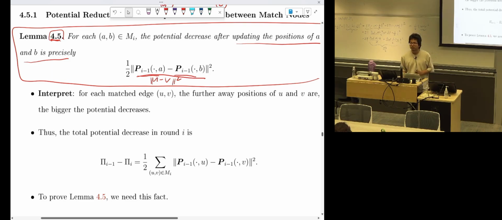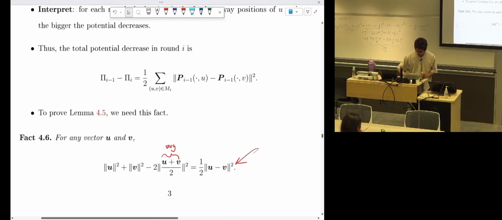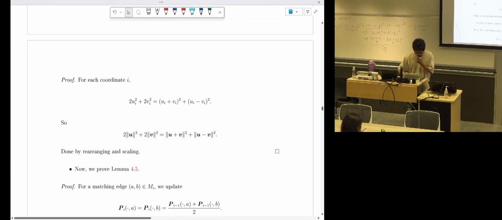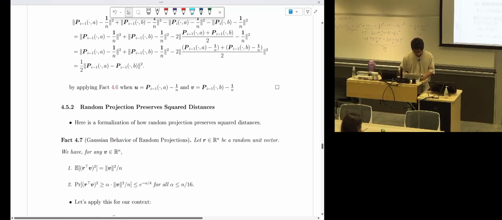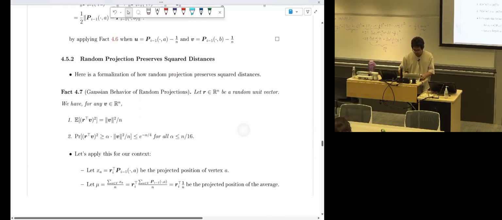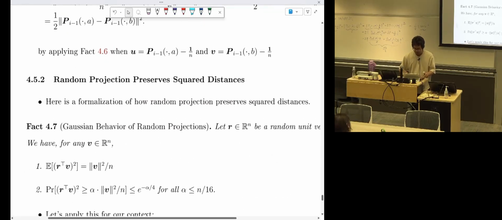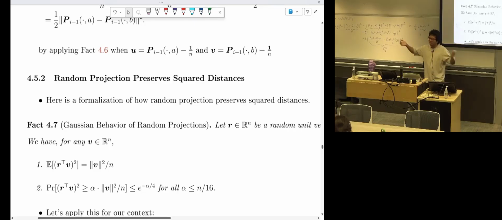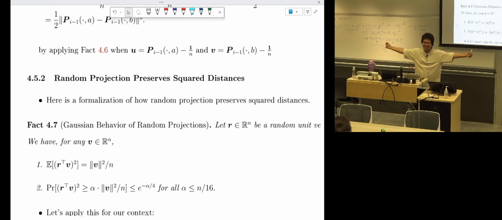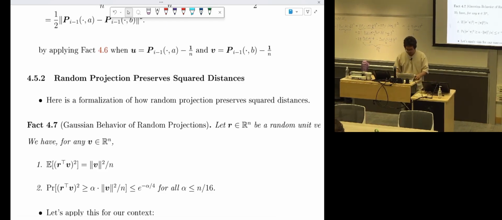Question about this? Good? Okay. So that's how we understand how much the potential changes. We basically want to formalize the intuition that we want to match the guys that are far away. Okay, so now next one.